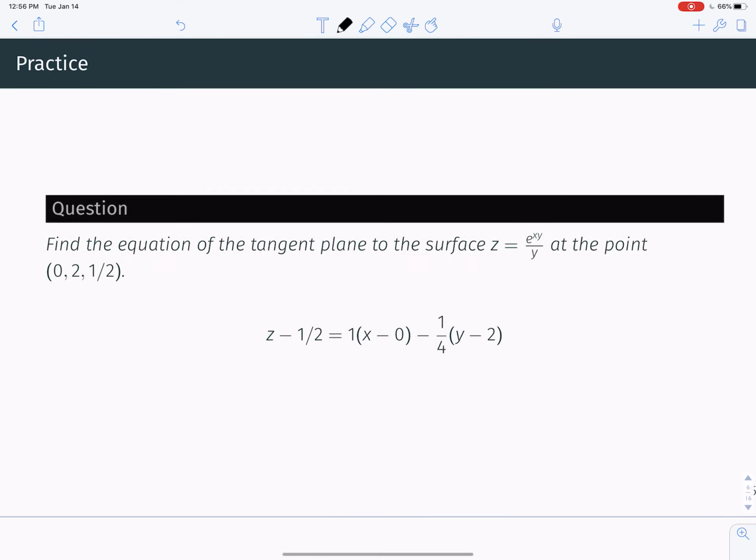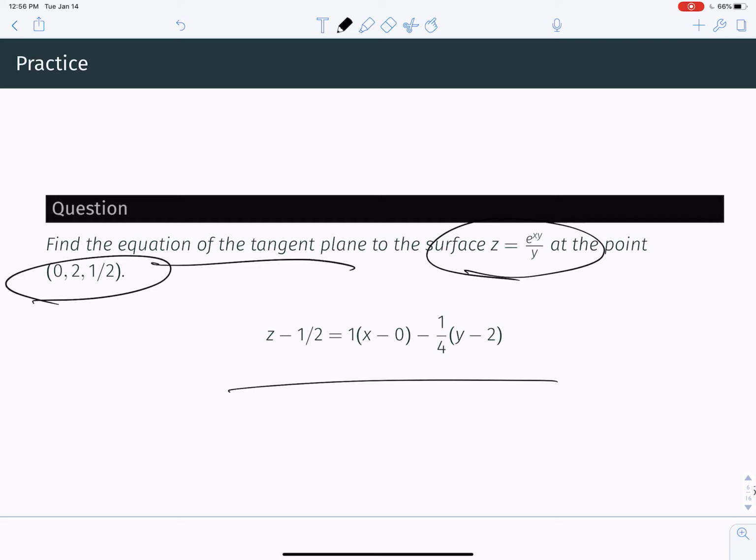All right. So if that made sense, you should be able to do this practice problem. I've given you a function, I've given you a point, and I'm asking for the equation of the tangent plane. And I've also given you the answer, but you should work it out and then see if you get that answer. Okay, so maybe you want to pause the video here, work out the problem, check your understanding.